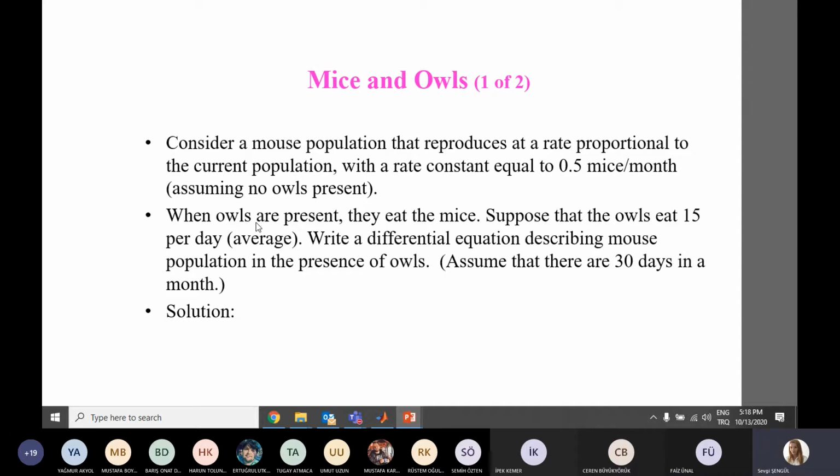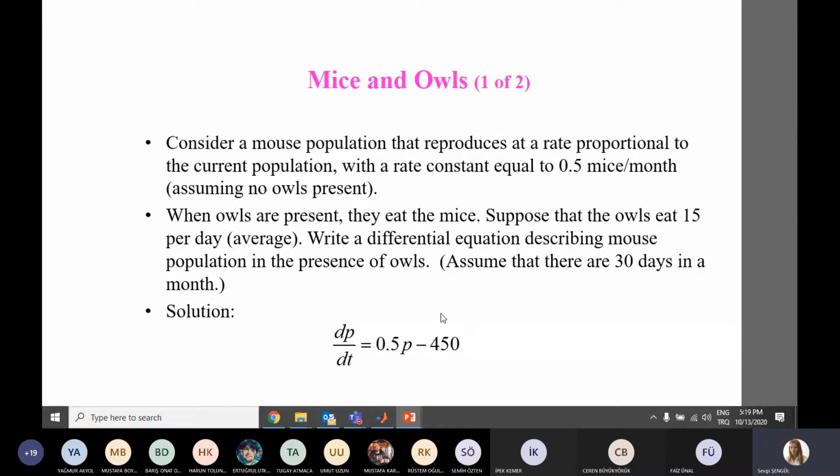And when there are owls in the same area, they will eat the mice. And how do they eat the mice? Let's say that the owls eat 15 mice per day. And let's assume our month is 30 days. And let's write the differential equation that describes the mouse population. So our mouse population is changing with time. It is increasing at 0.5 rate proportional to the current population minus 15 times 30, because each day they eat 15, so 15 times 30, 450.